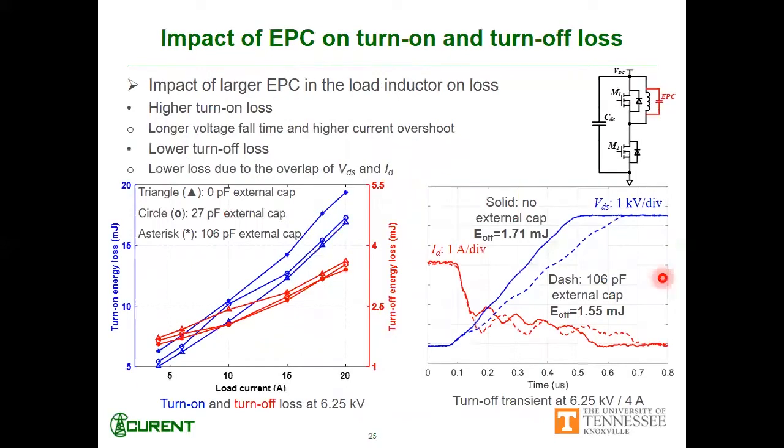As for the impact of the EPC on the loss, a larger EPC increases the turn on loss but decreases the turn off loss. The increase in turn on loss is due to two reasons. Firstly, we have longer voltage fall time because of lower dv/dt, and also we have more current overshoot, because of more capacitance to be charged from zero to VDC. And the turn off loss decreases because of the lower overlap loss of VDS and ID. We can see here the dashed curve, the voltage drops more and the current drops more quickly while the current increases more slowly. That gives us a lower turn off loss.